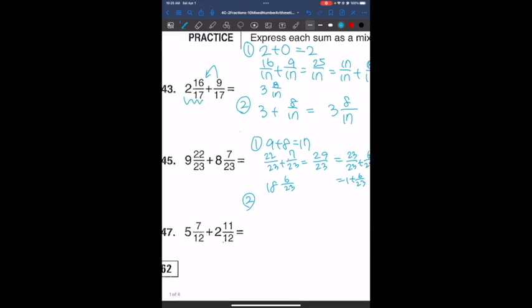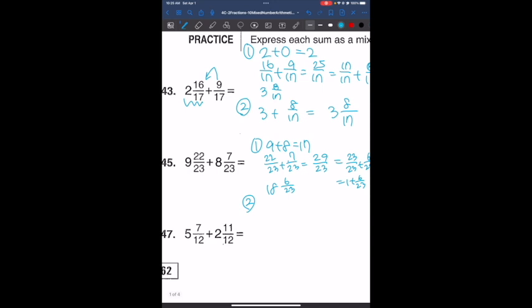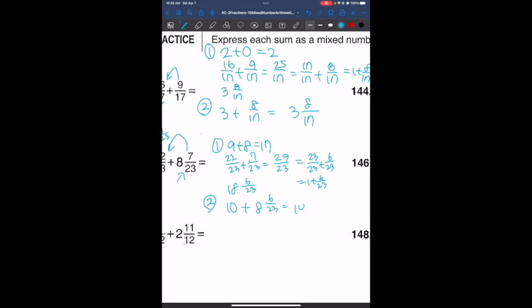Now another way to do this is we're first going to fill in this 9 and 22 over 23 by adding a 1 over 23. So that's going to be a completed 10. Then this is going to be 8 and 6 over 23. So that's going to be 18 and 6 over 23. So basically we get the same result, but it just basically depends on which method you find more preferable.